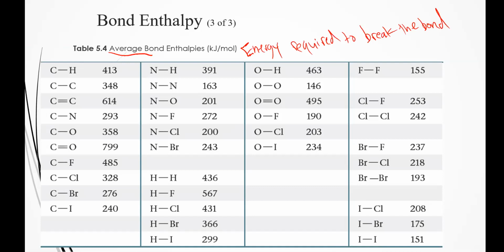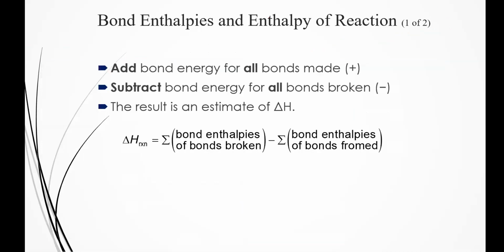Now, different bonds have different amounts of energies, and so we do see that change there. And so the way that you find the enthalpy for the reaction is you add up all of the bonds that you're going to break and you subtract all of the bonds that you're going to form. I guess that should be formed.